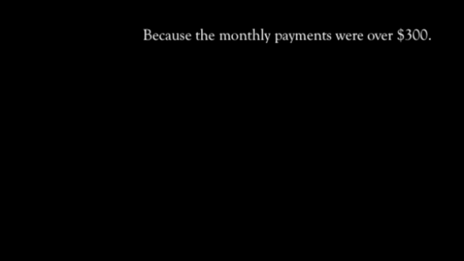Here's a subordinate clause fragment. Because the monthly payments were over $300. We have a subject and a verb, but that subordinate clause marker tells us to look for an independent clause after the subject and verb. There is none. It's a fragment. We wonder what happened because of those monthly payments. There are two ways to correct this fragment.